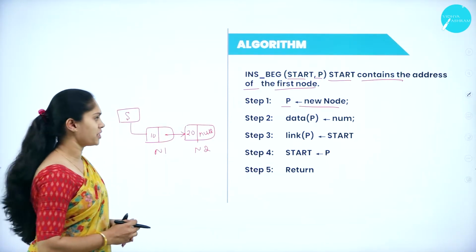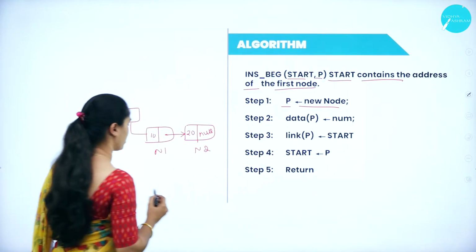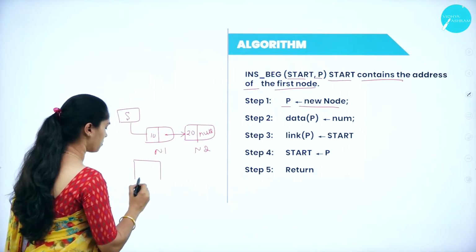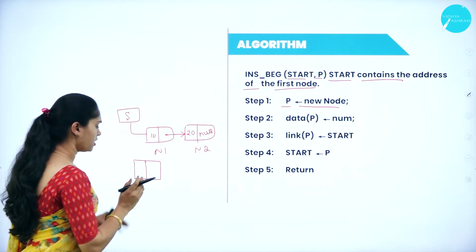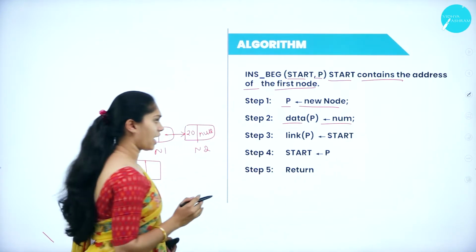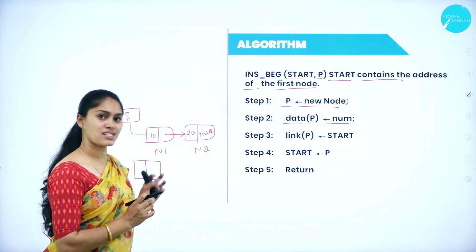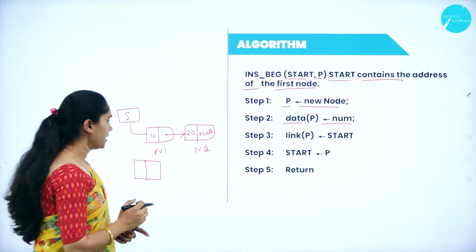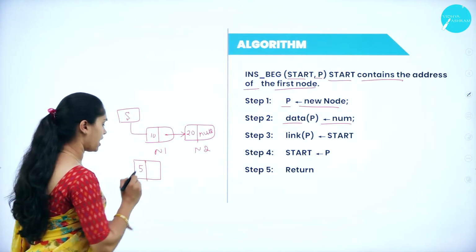As of now, what is step 1? p, new node. I have to create a new node. Let me create one new node. Okay, so this is my new node. After that, data of p, num. I have to fill the data of this newly created node. Let me consider the data as 5.